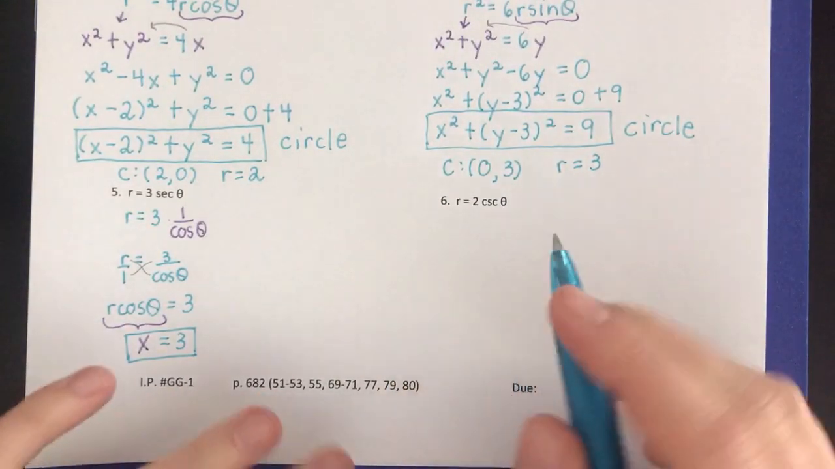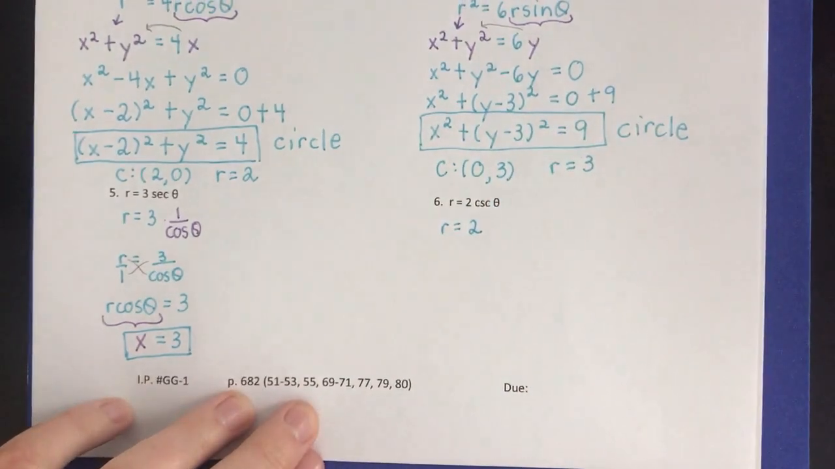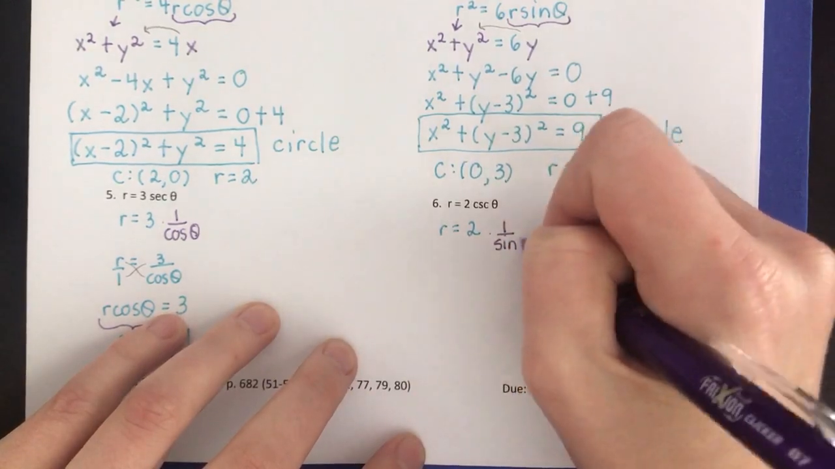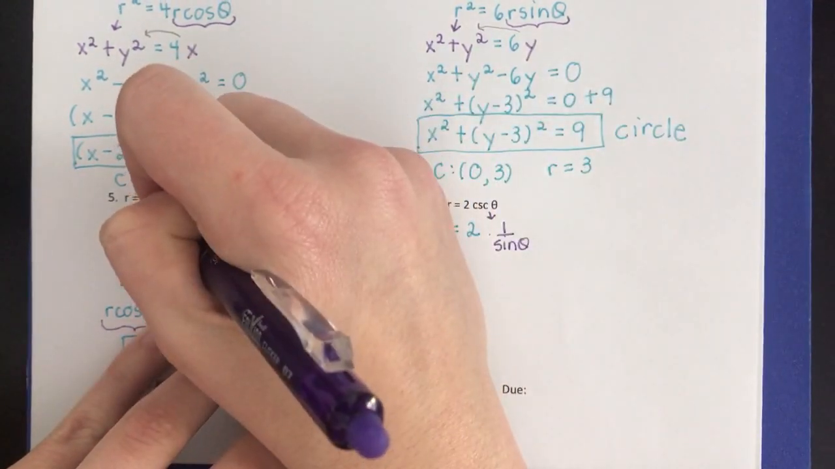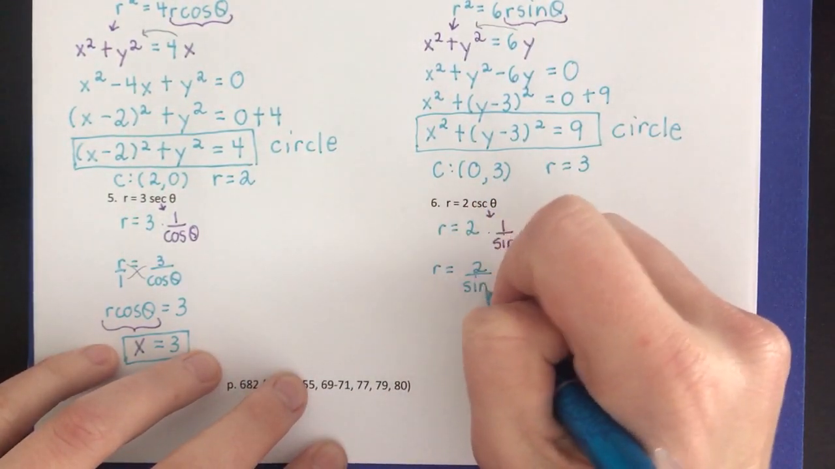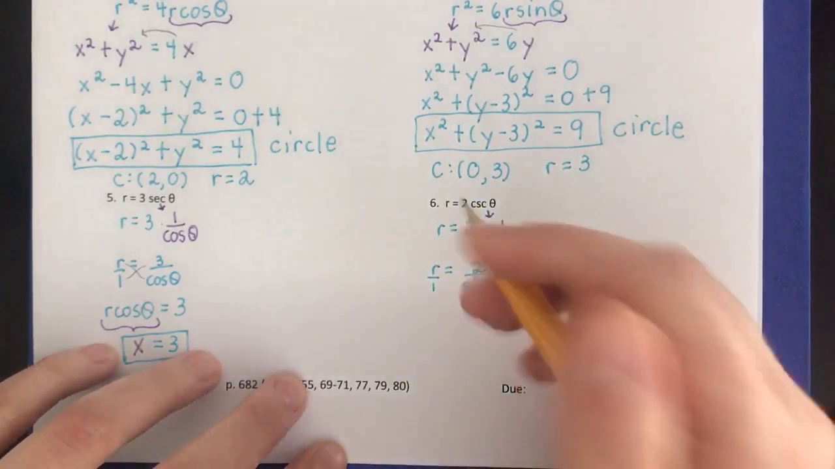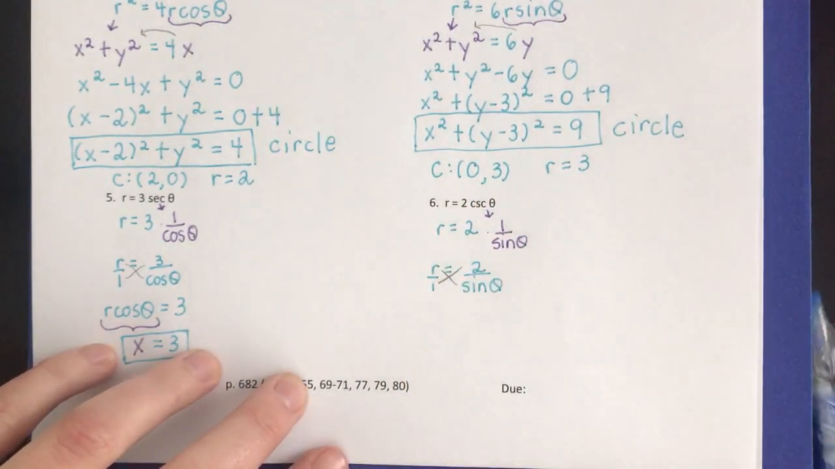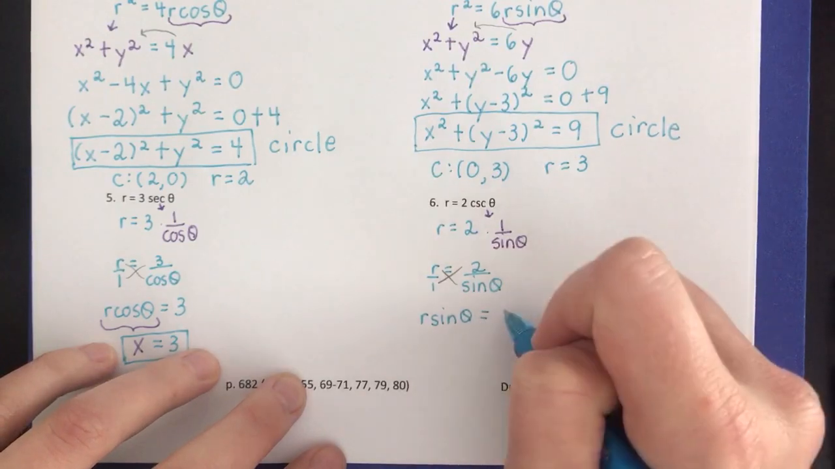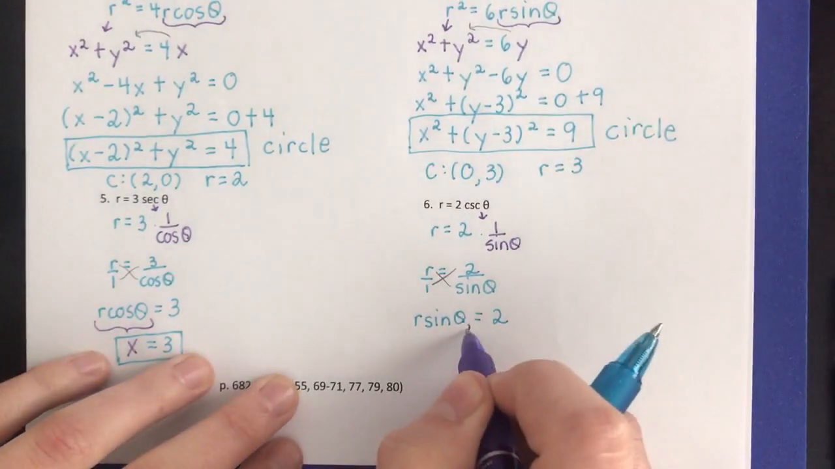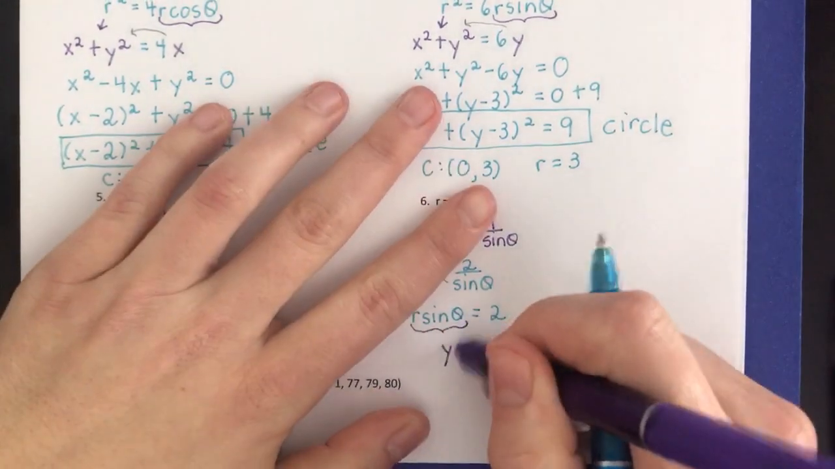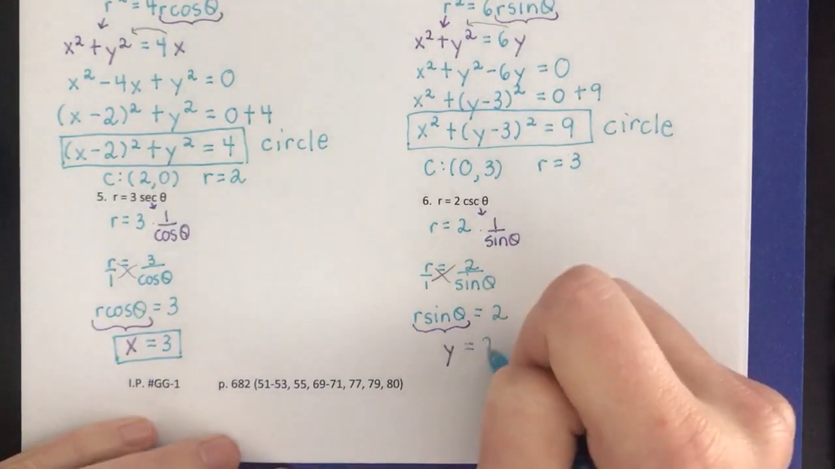So here we have cosecant. So r equals 2 cosecant theta. Cosecant is 1 over sine of theta, right? So then we have r equals 2 over sine theta. We'll put the r over 1. We'll cross multiply. So r sine theta equals 2. What is r sine theta? Hopefully you're screaming at home. y. So y equals 2.